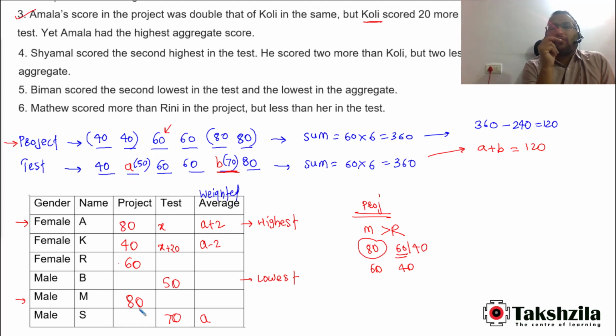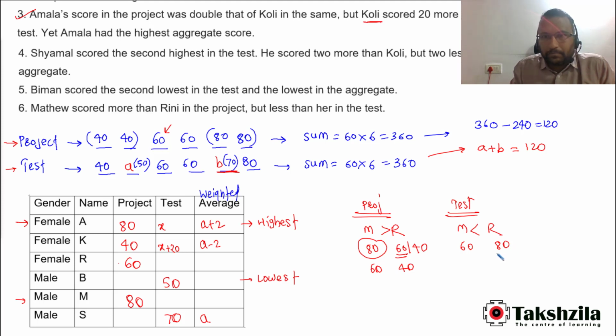Now the next part of the 6th statement is that Matthew scored less than her in the test. In the test, Matthew scored less than Rini. So what are the possibilities over here? In the test, Matthew cannot score 50, Matthew cannot score 70. So if Matthew scores 60, Rini is going to score 70 or 80? No, 80. Rini is going to score 80 in this case.